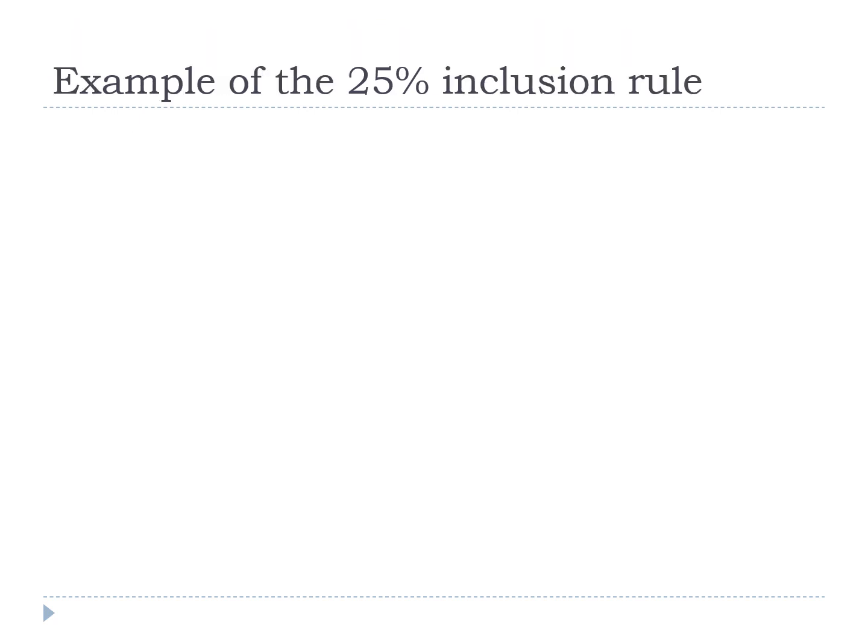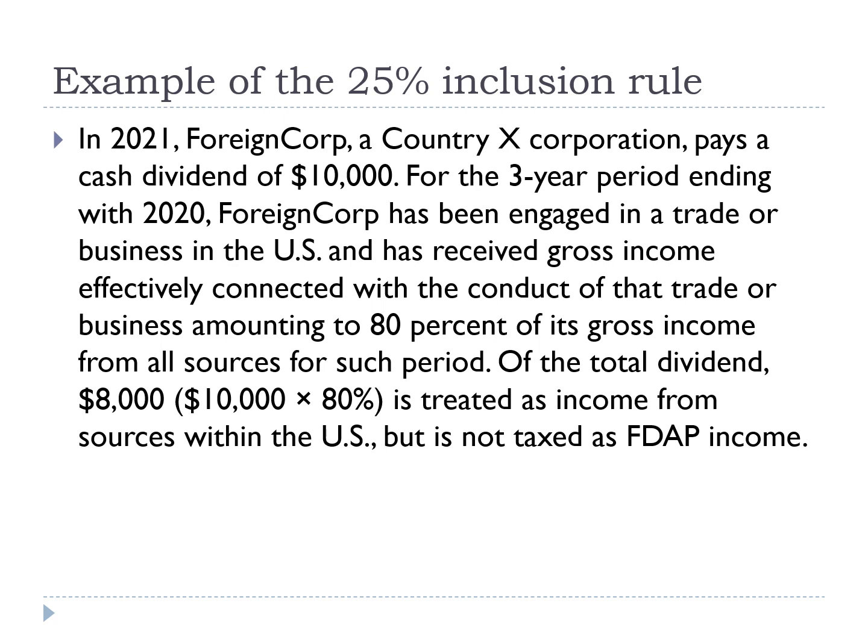Here's an example of the 25% test. In 2021, Foreign Corp, a Country X corporation, pays a cash dividend of $10,000. For the 3-year period ending with 2020, Foreign Corp has been engaged in a U.S. trade or business and has received gross income effectively connected with the conduct of that trade or business, amounting to 80% of its gross income from all sources for such period. Of the total dividend, $8,000, $10,000 times 80%, is treated as income from sources within the United States, but is not taxed as FEDAP income.